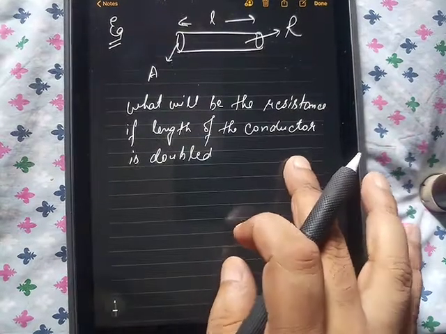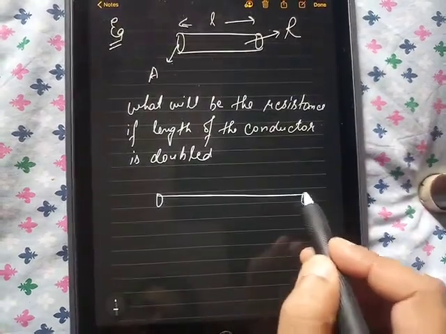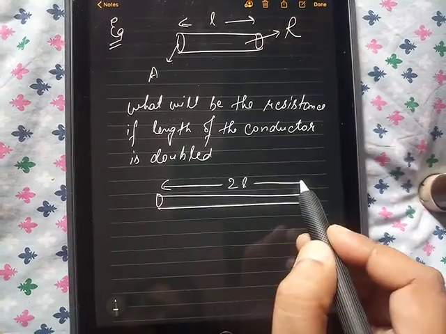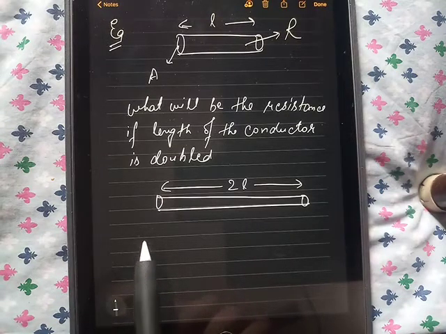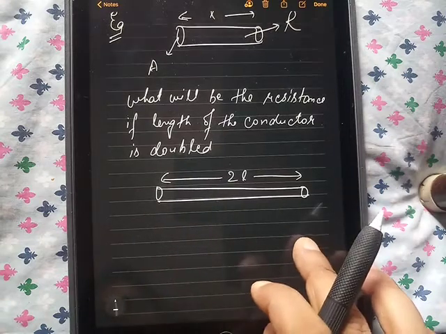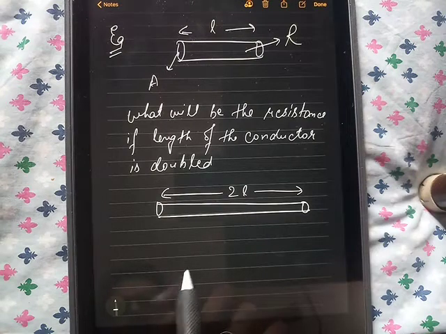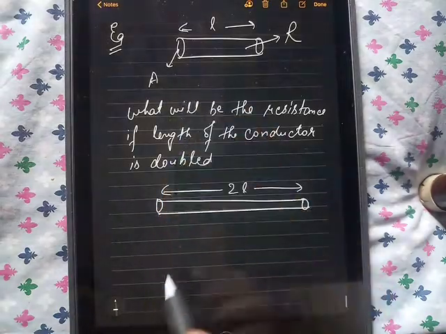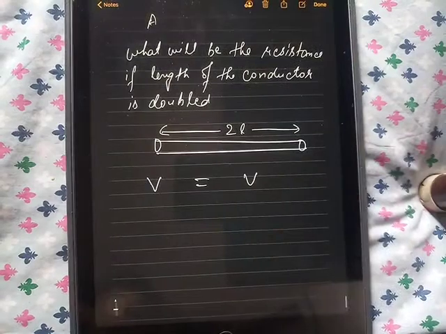Let us solve. If the conductor's length is doubled, 2L, it means the area should be changed. And how will the area change? We can easily derive it by using the concept of volume. Whatever the length or area, the volume must be the same. So in both cases, the volume of previous and new will be the same.